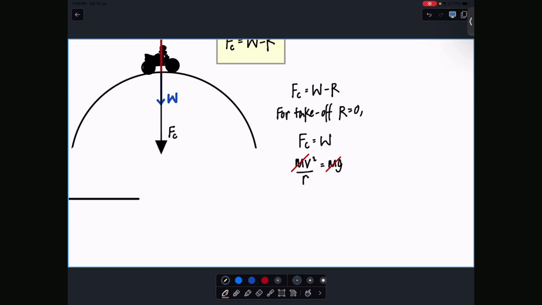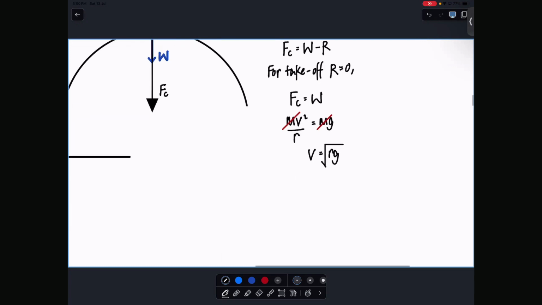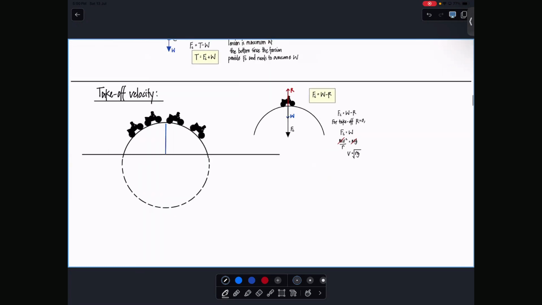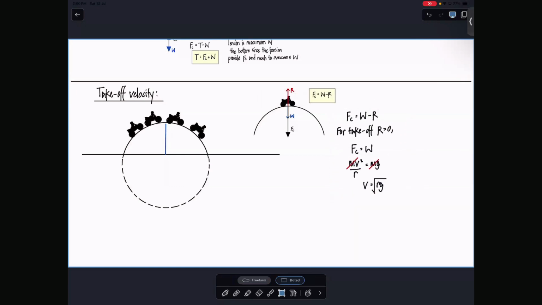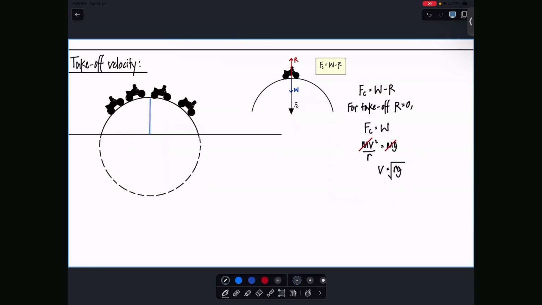V is equal to what? Root over Rg. So the takeoff velocity entirely depends on the radius of the hump, right? So that is what takeoff velocity is. And it's in the math that, so imagine you have a speed bump that is 2 meters or 50 centimeters, okay? Can somebody do the math and find out what's my takeoff velocity at 50 centimeters?